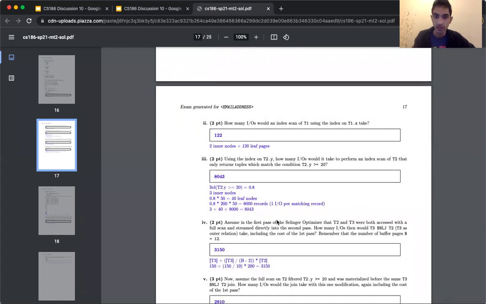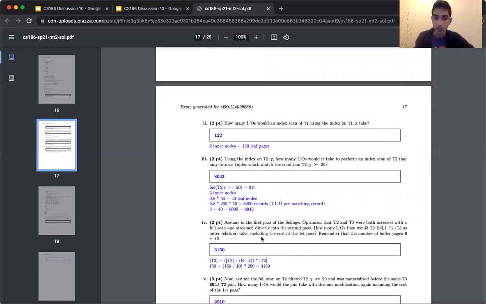Okay, the next question. Assume that in the first pass of the Selinger optimizer, T2 and T3 were both accessed with a full scan and directly streamed into the second pass. So how many IOs would T3 BNLJ T2 take, including the cost of the first pass? So that's including the cost of reading T2 and T3 with a full scan. Remember that the number of buffer pages B is equal to 12.